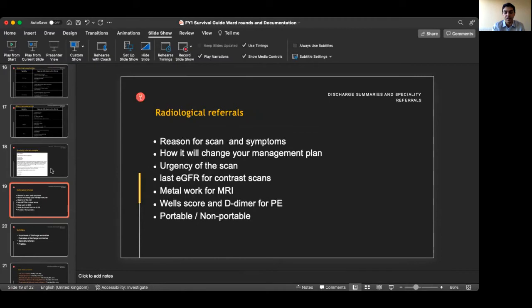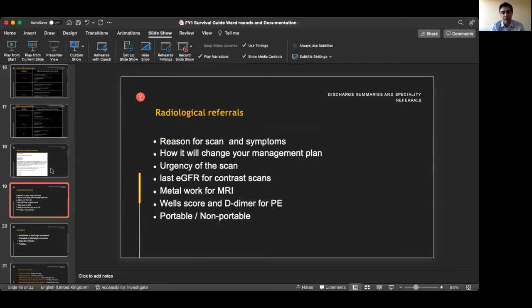But for instance, if you're suspecting lower respiratory tract infection for a patient who has a new onset shortness of breath a few hours ago, a chest X-ray would be really useful because it would confirm your diagnosis of lower respiratory tract infection. So it's important to know why you're requesting these scans, the symptoms of your patients as well, and how the results of these scans will change your management plan.